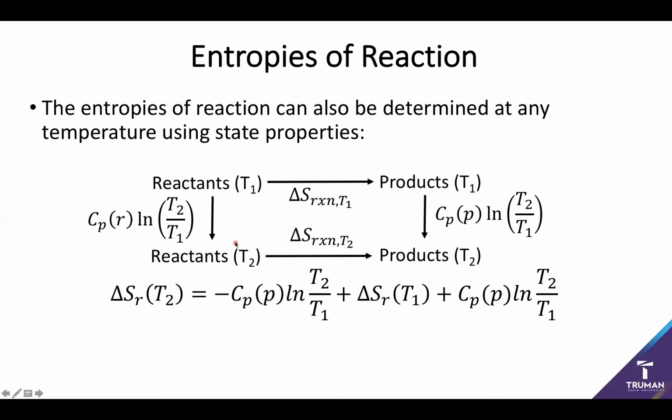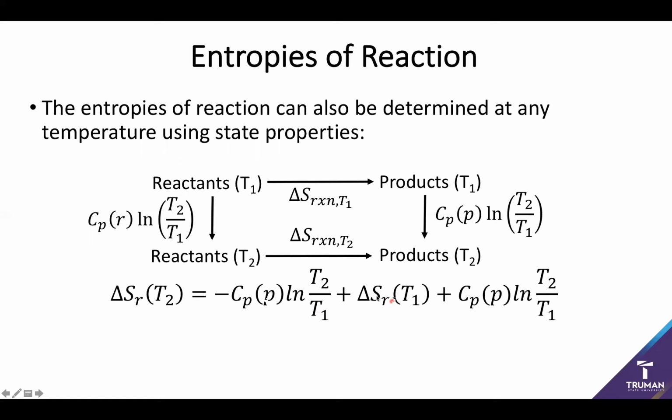And then in order to figure out my entropy of reaction by knowing these other three processes, I can essentially add them up. So I need to inverse this first step because I'm going from reactants at T2 to T1, and then the entropy of reaction at my old temperature, and then essentially heating my products back up. So again, cooling, reaction, heating is going to be the same thing as the reaction at my temperature of interest.